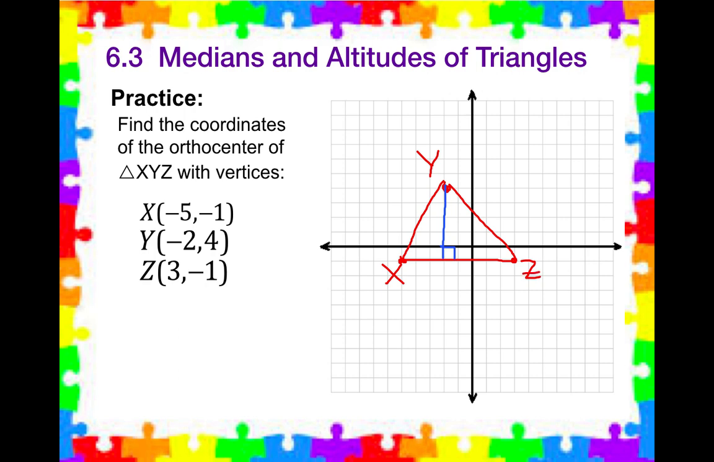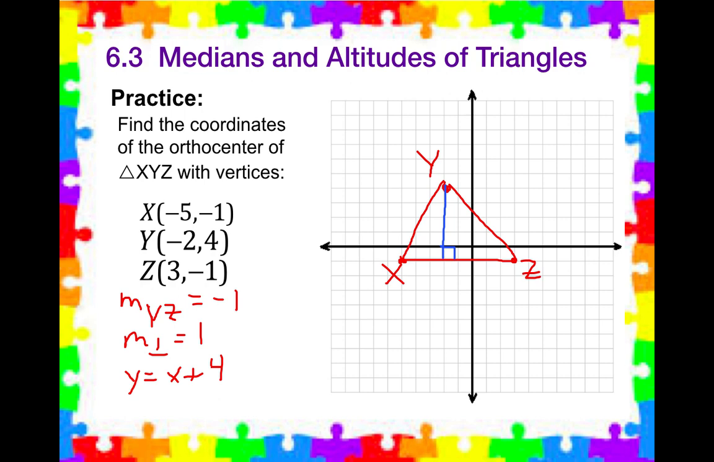And what I'll do is I will come up with the slope of YZ. And that's going to be equal to negative 1. So then the slope of the perpendicular, which is what I need for the altitude, is just going to be 1. And if I calculate the line that goes through that, I will come up with an equation, y equals x plus 4.